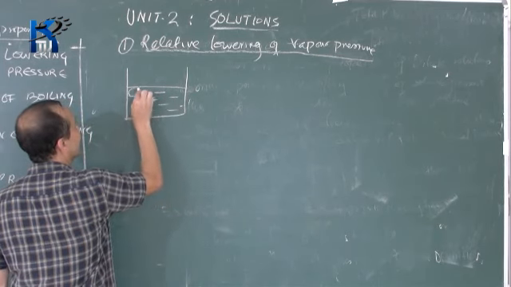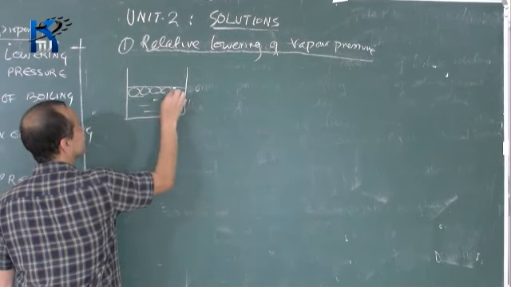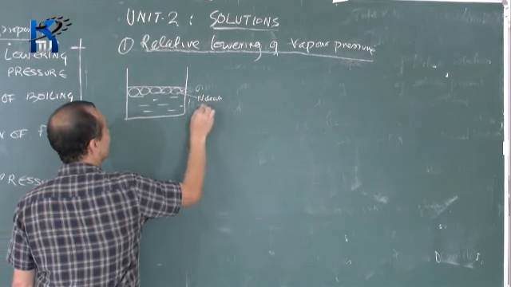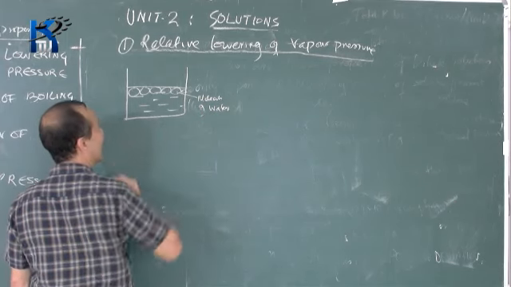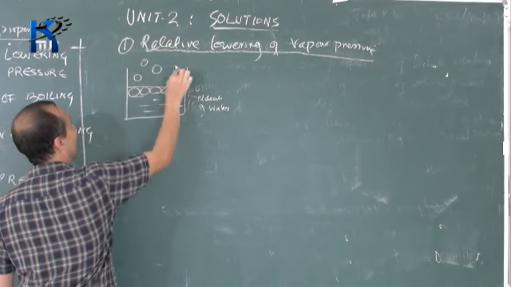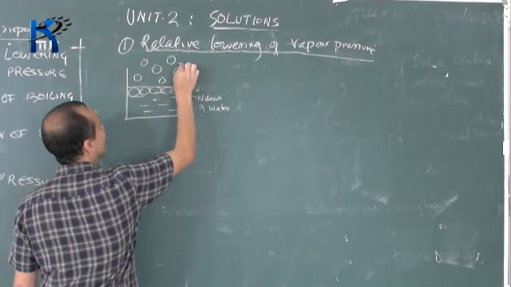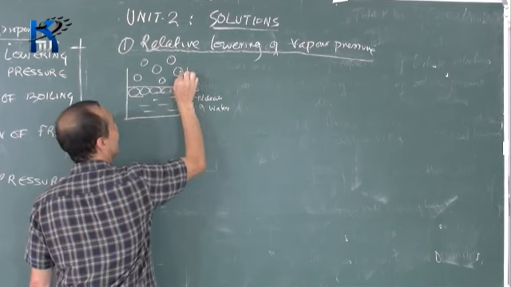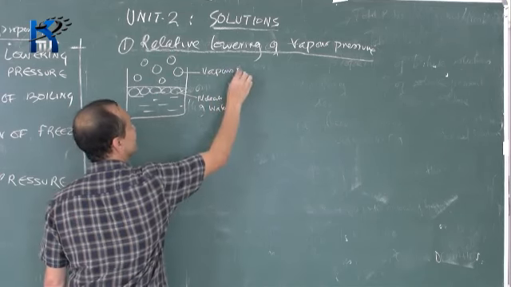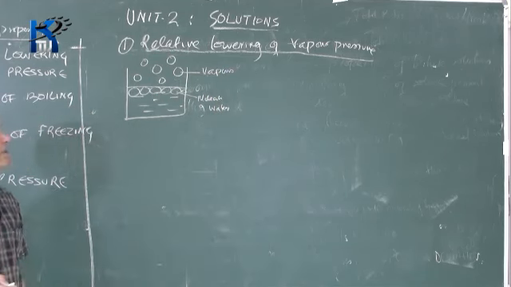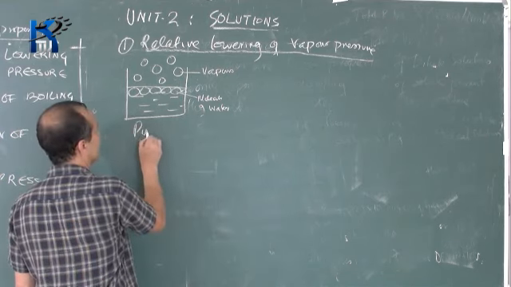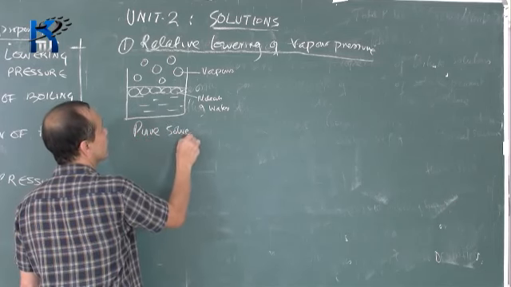You have got molecules of water. These are the molecules of water. So these molecules of water will be escaping out, and as a result, you get vapors of water. Now, supposing this is pure solvent, this is water.